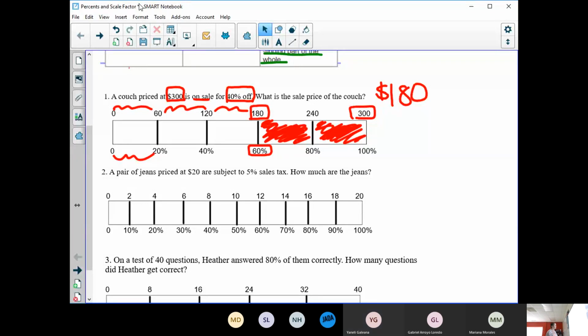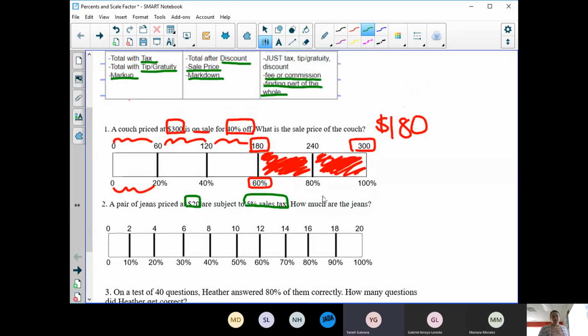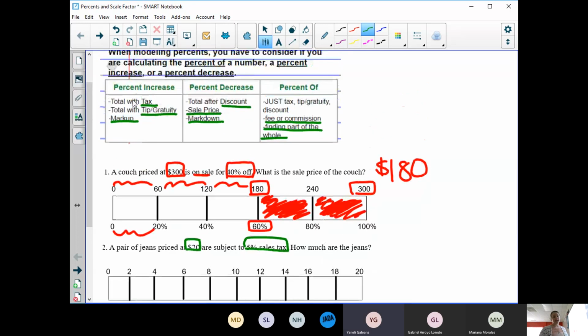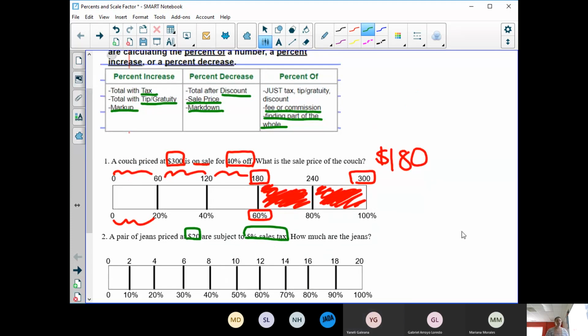All right, let's look at another one. A pair of jeans priced at $20 are subject to a 5% sales tax. How much are the jeans? So I need to decide, are we looking for the total with tax or just the tax? What is our question asking us to find? The total of the jeans with the tax or just the amount of tax?